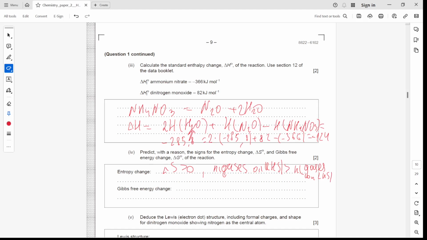And for Gibbs free energy, again it's delta H minus T delta S. This thing is going to be positive, but it goes with minus, so it's negative, and delta H is already negative, so we will be subtracting something from negative, and it's going to be always negative. So delta G is always less than 0.